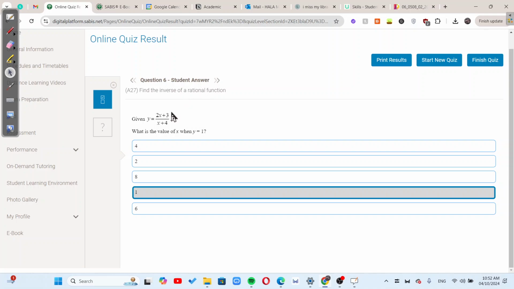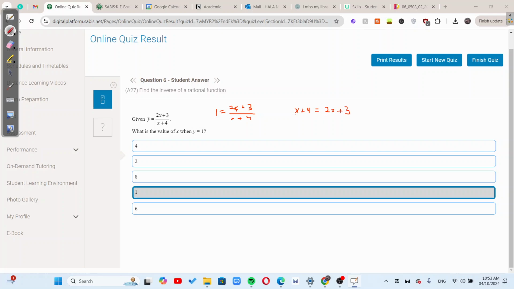So now, what's your value of x when y is 1? They're telling you that your y is 1. They're telling you y equals 1. So 1 equals 2x plus 3 over x plus 4. So cross multiply again, but here you don't have to really cross multiply because anything multiplied by 1 is just itself. x plus 4 equals 2x plus 3.